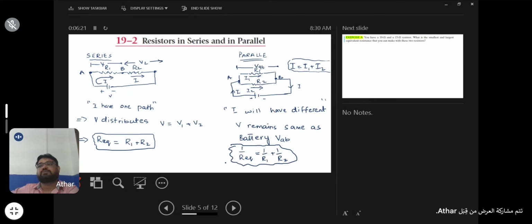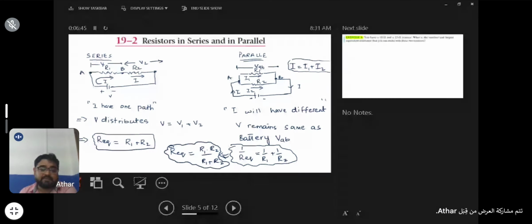For more than two, you just keep on doing 1 over R3, 1 over R3, just add them up. But for two resistances, we can also write it like R equivalent is equal to R1 times R2 over R1 plus R2. So this is only for the two resistances when you have two resistances connected in parallel.